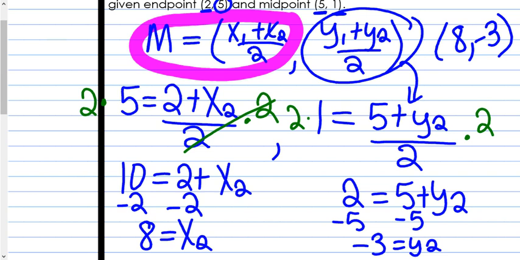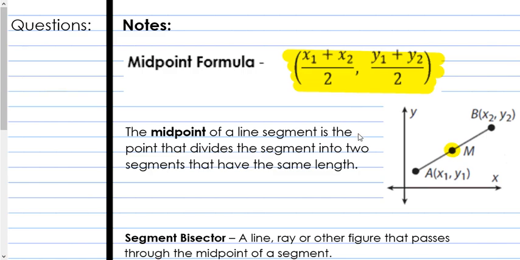Okay, I know it looks like a lot of words, but it's just saying add your 2 x-coordinates together and cut them in half, and add your 2 y-coordinates together and cut them in half, and that's your halfway point. Okay, and midpoint literally means the middle.